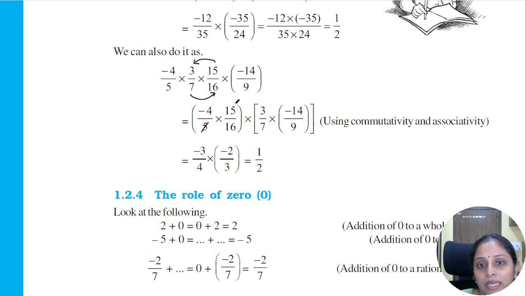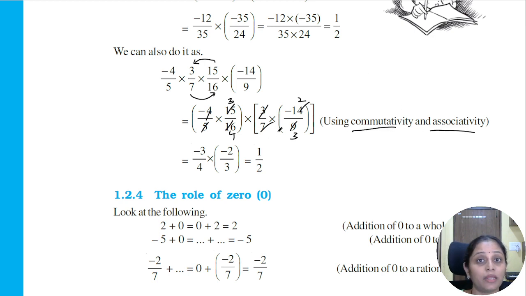Now here you can easily cancel this, right? And you will get minus 3 by 4, and here again you can cancel this and you will get minus 2 by 3. Now you can see how the use of commutative and associative property has made our calculations very easy, right? Now with this we come to the end of associative property for the set of rational numbers.